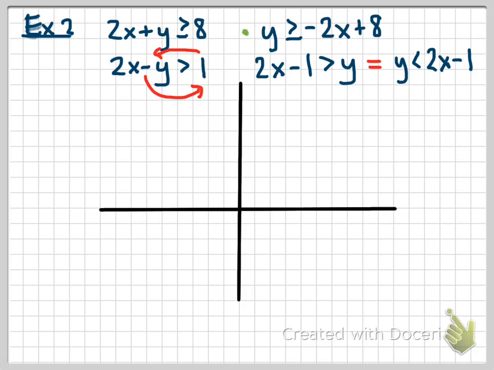Okay, so the y-intercept is 8. So 1, 2, 3, 4, 5, 6, 7, 8. And the slope is negative 2, so down 2 over 1, down 2 over 1, down 2 over 1. This is a solid line because of the greater than or equal to. And then we shade above the line because it's greater than.